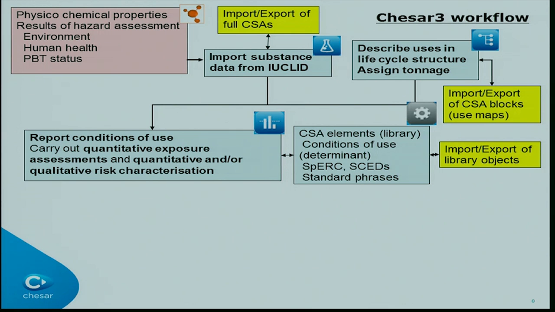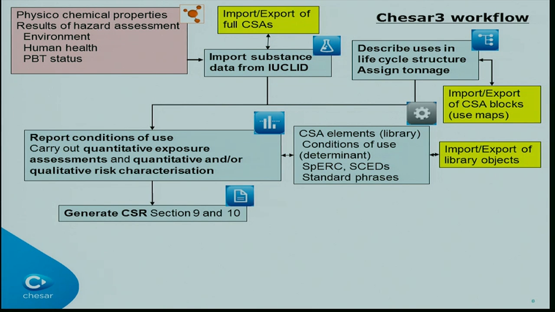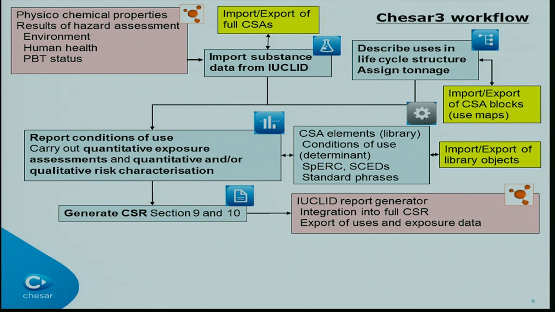But this is done in box 3, and this is done together with the support of all the information you have in your own library, because you can then reuse elements that you have for one assessment in another assessment. Once you have done your exposure assessment, you can generate the CSR, sections 9 and 10, and you can also export the information to Euclid and generate the full CSR.